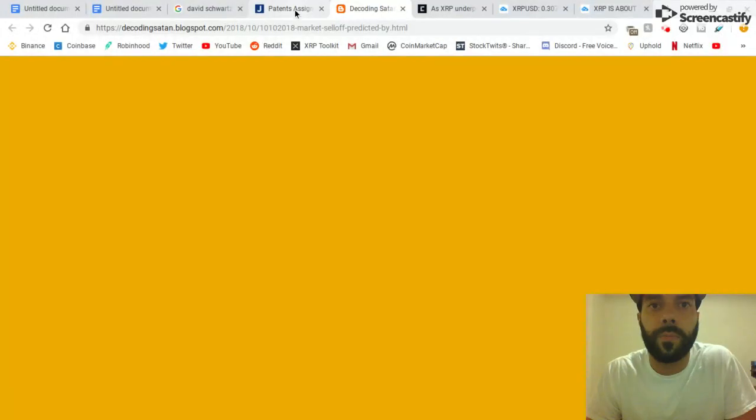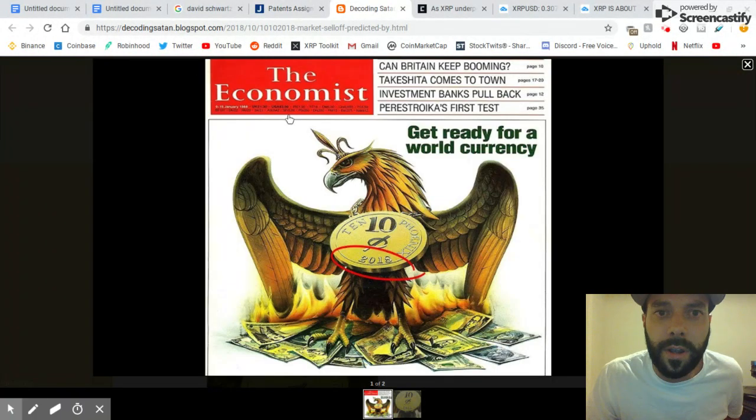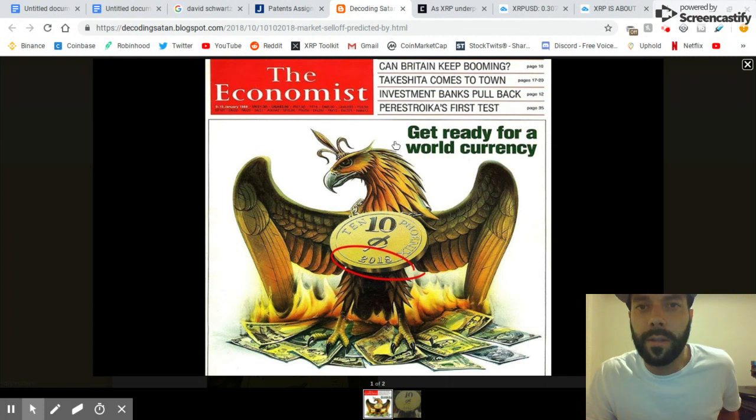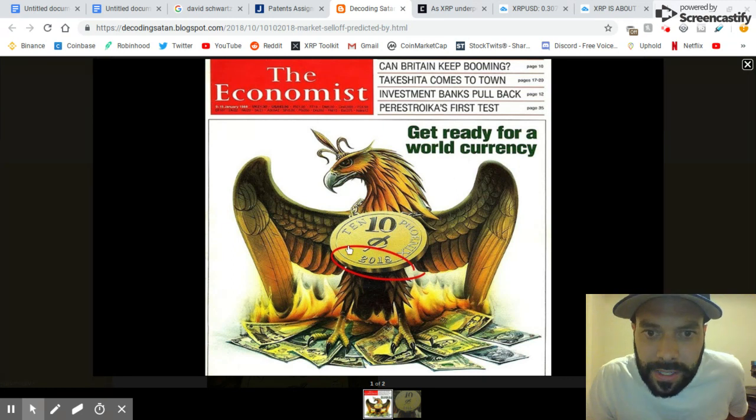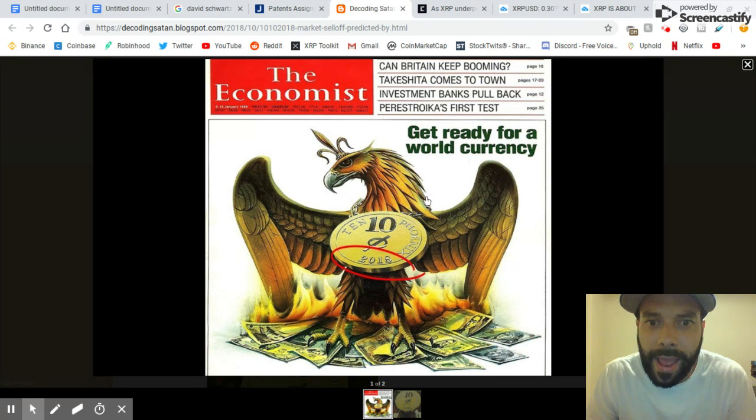So this is the cover of The Economist. Get ready for a world currency. There's the Phoenix. 2018 right there. Now I don't know exactly what this means. There's been a lot of speculation, but I don't think anyone really knows what that means. But they had the 2018 and it's a coin. So I'm pretty sure this is Rothschild's own.